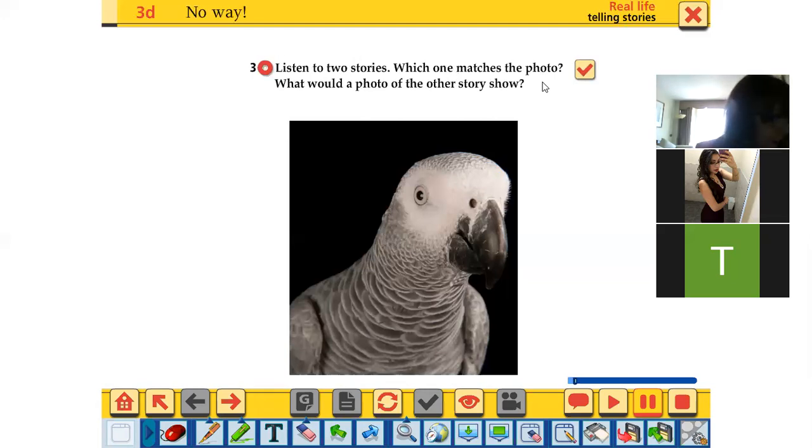The second, right? Yes. The second story. And it says, what would a photo of the other story show? The other photo would show maybe a fish, not a parrot. Here we're seeing a parrot, so that's why I think it's the second story.